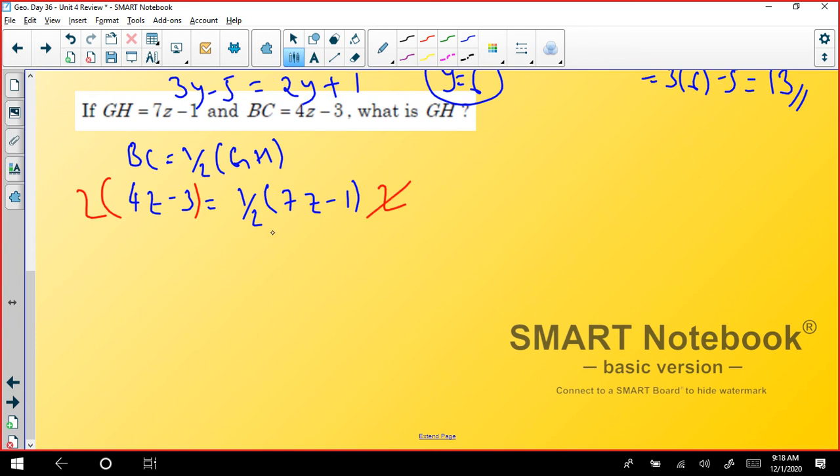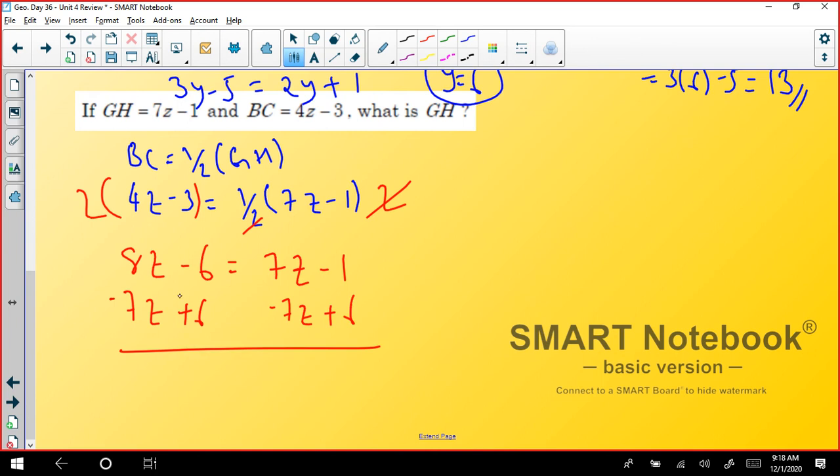These two will get crossed out. 2 times 4 is 8z, 2 times 3 is 6, equals 7z minus 1. Then further subtract 7z on both sides and add 6 on both sides. 8z minus 7z is z. 6 and 6 will get crossed out. 6 minus 1 is 5. So you'll have z equals 5.